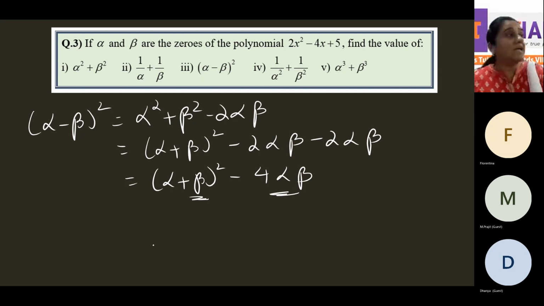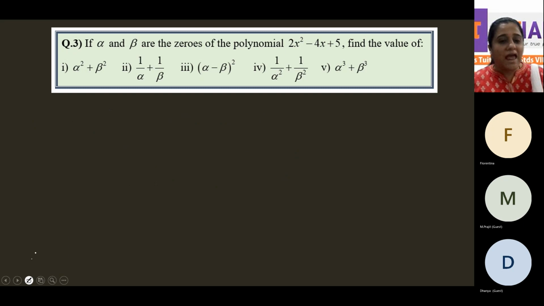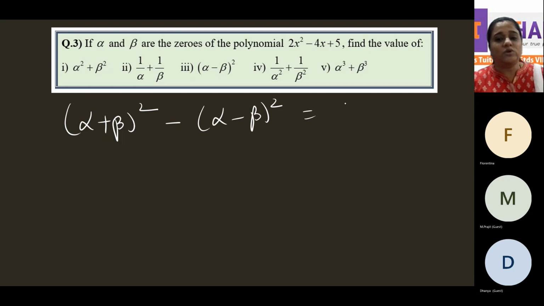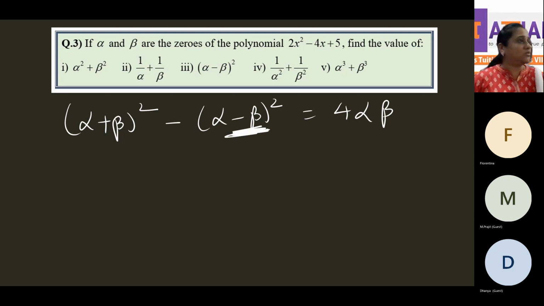So you must use an identity. So remember, to find alpha minus beta the whole square or alpha minus beta, you should use this identity. Alpha plus beta the whole square minus alpha minus beta the whole square is equal to 4 alpha beta. You can use this identity to find alpha minus beta or alpha minus beta the whole square.